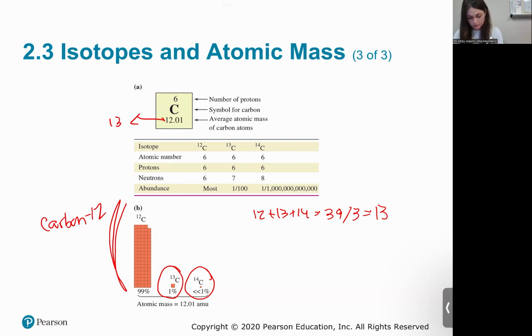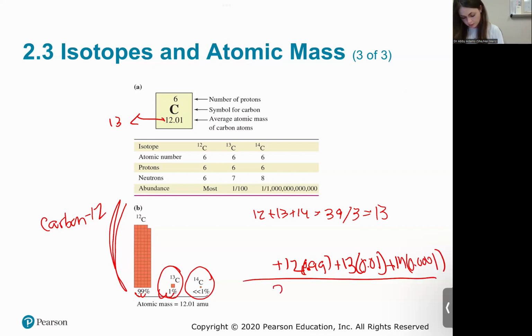So let's say carbon 12 is 99%. So you move your decimal, and you're going to multiply by 0.99. And here you have 13. Move the decimal, so 13 times 0.01. And you'd have carbon 14 multiplied by 0.0001, something small like that. And then you average that together, divide that by 3. And that is how we actually work this out to get 12.01.